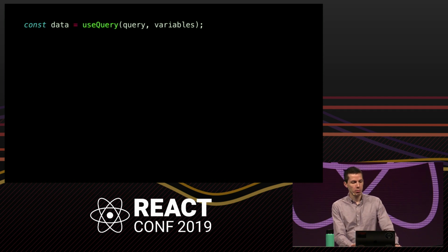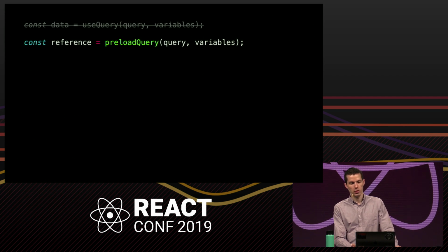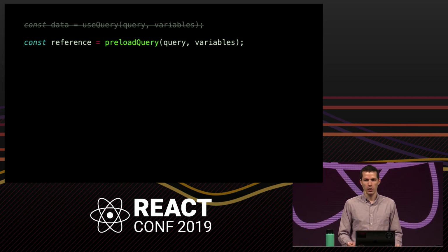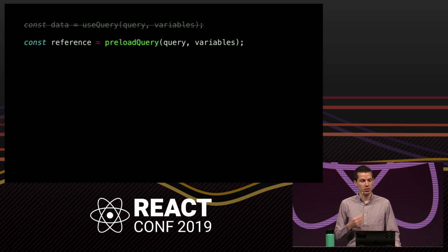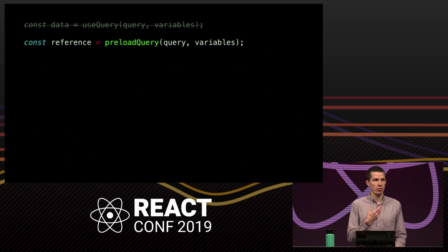The idea is to decompose useQuery into 2 pieces. The first is preloadQuery. This is an imperative API that will fetch data and give us a reference to the results, not the actual data. And the idea is that we don't want to call this during render. We want to call this in the same event handler that would trigger the display of new UI.